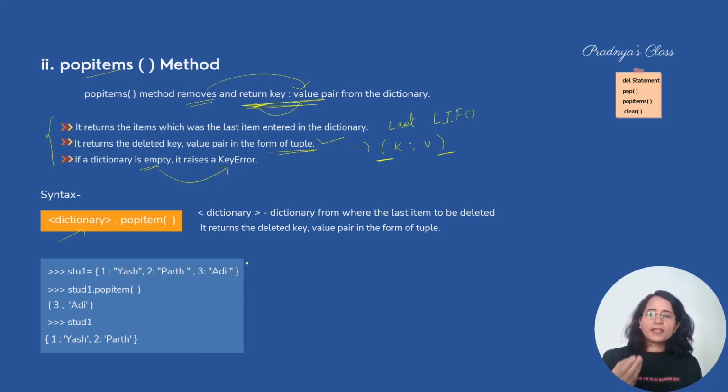Okay, let's apply this popitem on one dictionary. Here is the dictionary. So when I apply the popitem on the dictionary, the last item will get deleted. And it returns the key and value in the form of a tuple. So when we are trying to print the dictionary, you can see here the last item got deleted from the dictionary.